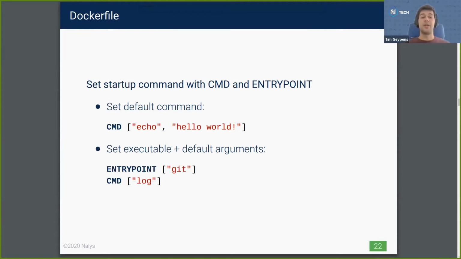The other use case is to set both the ENTRYPOINT and the CMD, which means that we set the executable that is always run when starting up a container based on our image, and we set some default arguments to it. Those default arguments can then be overwritten by the user on the command line. That means that if someone runs a container based on our image with these two ENTRYPOINT and CMD commands, it will by default run git log in the container. And then if the user specifies a command after it, it will execute git and then whatever the user specified as the command. We'll see later some very interesting use cases for that exact scenario.